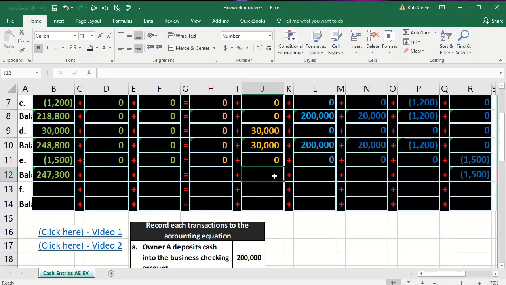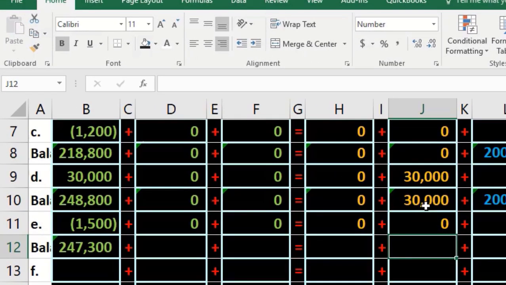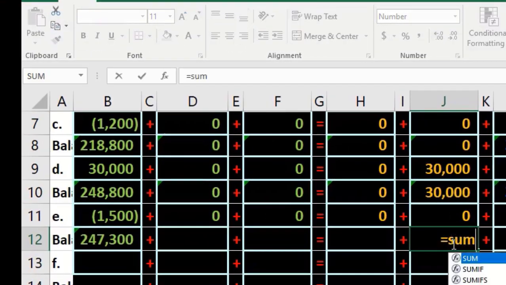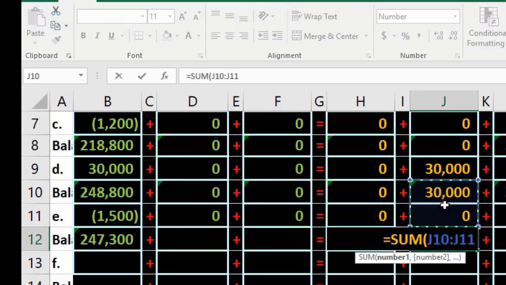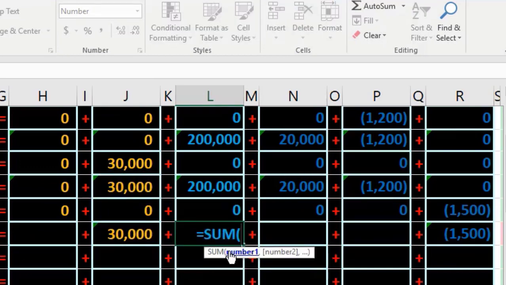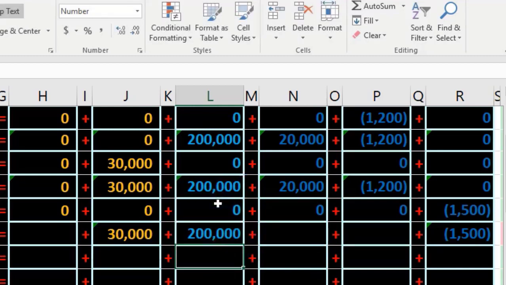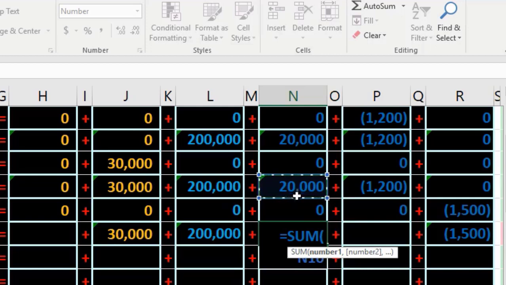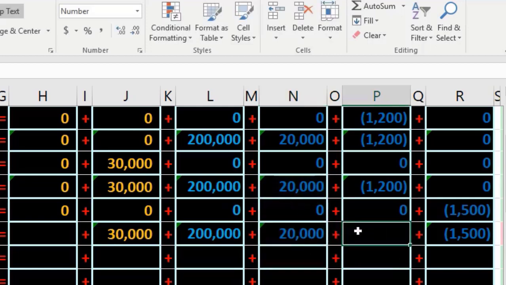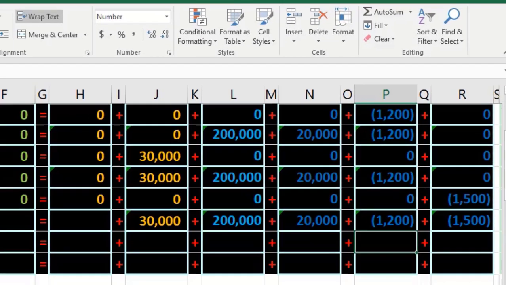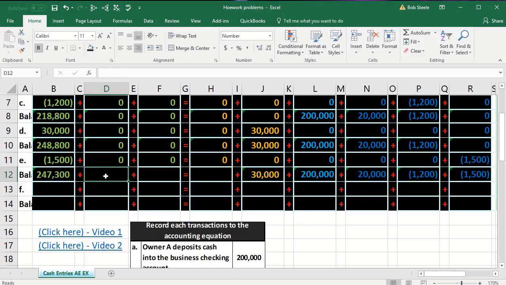So I'm gonna go ahead and do the items with the numbers first. Over here in J12, I'm gonna bring down that 30, the 200, the 20, but I'm gonna sum up the 30 and the zero this way: equals SUM, double click the sum, highlight the prior balance and the current activity, enter. Gonna do the same for L12, equals SUM, double click the sum function, highlighting the prior balance plus the activity, and enter. In cell N12, equals SUM, double click, highlighting the prior balance plus the activity, and enter. In cell P12, equals SUM, double click the sum function, highlight the prior balance plus the current activity, and enter.